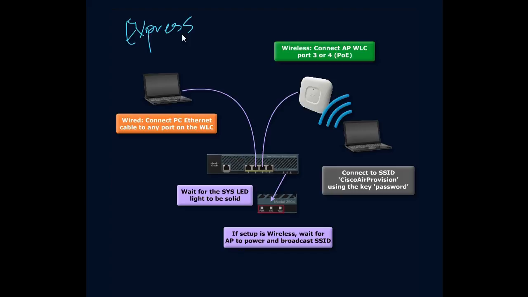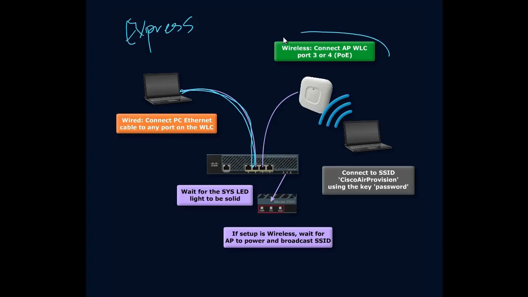Wired, we can connect the PC Ethernet cable to any port on the wireless LAN controller. So like I said, you connect up to this wireless LAN controller, and then you can use 192.168.1.1 in order to view.